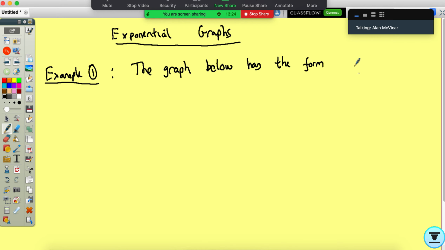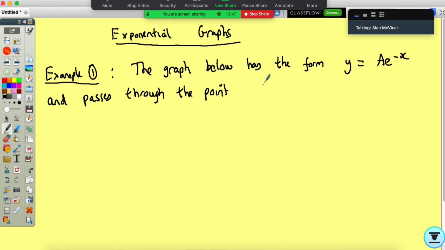Right, and if you've got a graphs question, it'll always tend to give you the form, okay? And passes through the point, and I'll always give you a coordinate point of some kind. Okay, and then I'll draw the graph for you.